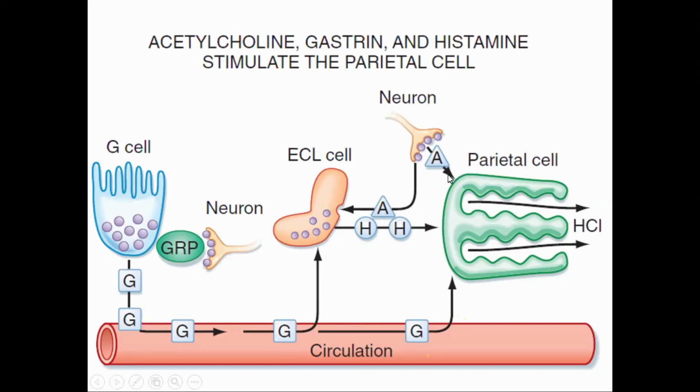Acetylcholine acts on the M3 receptor on the parietal cell. Histamine acts on the H2 receptor on the parietal cell. Gastrin acts on the CCKB receptor on the parietal cell and the CCKB receptor on the enterochromaffin cell.